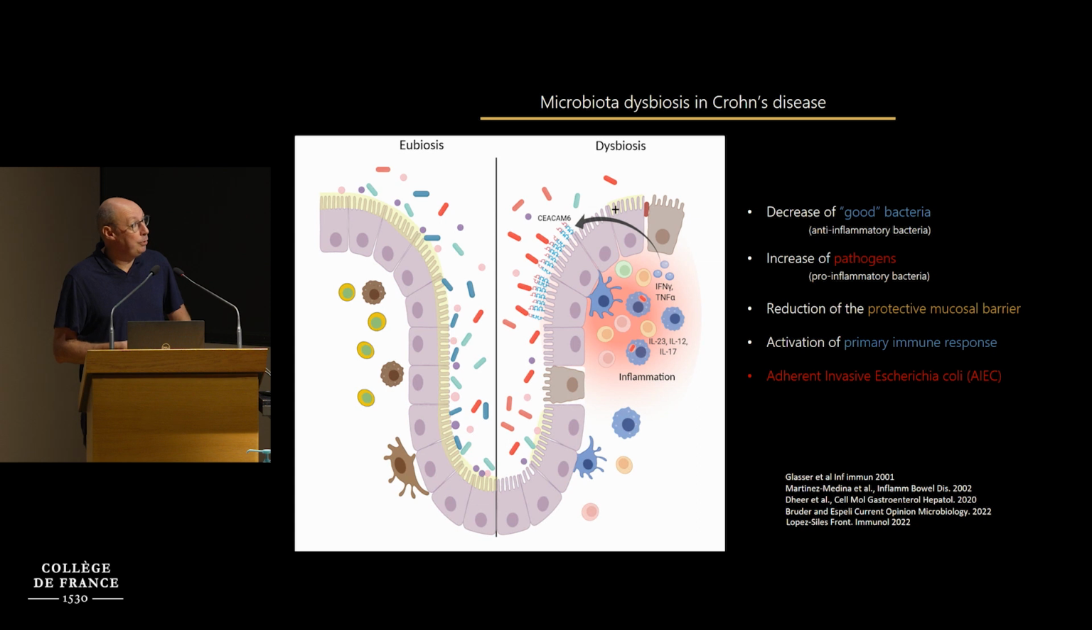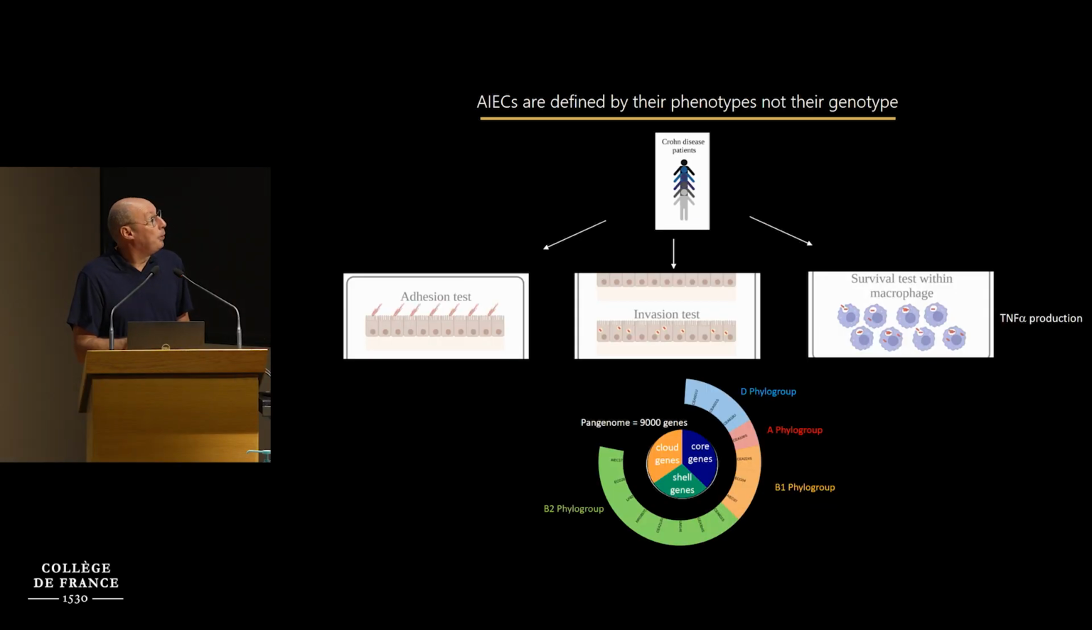Twenty-five years ago, the group of Arlette Darfeuille-Michaud in Clermont-Ferrand identified an E. coli called LF82 in these patients. This bacterium became the reference strain of a group called adherent invasive E. coli, and this is the group of bacteria we are interested in. These AIEC are not defined by their genotype. I will come back to that, but they are only defined by these three types of properties.